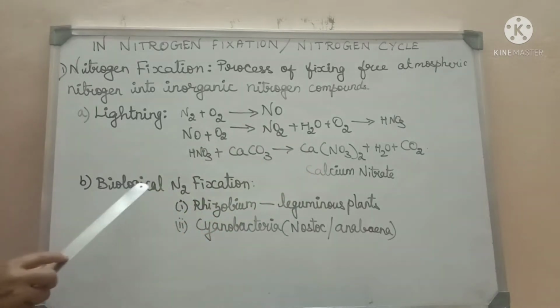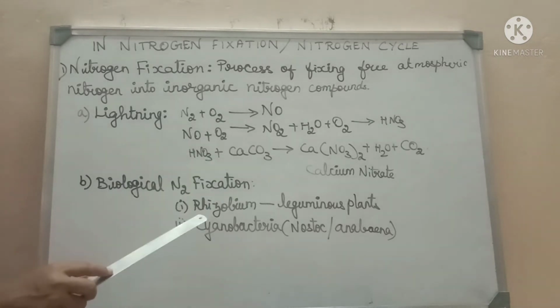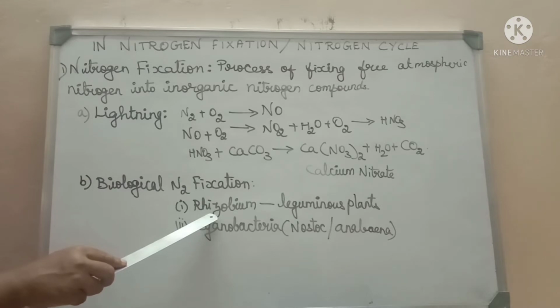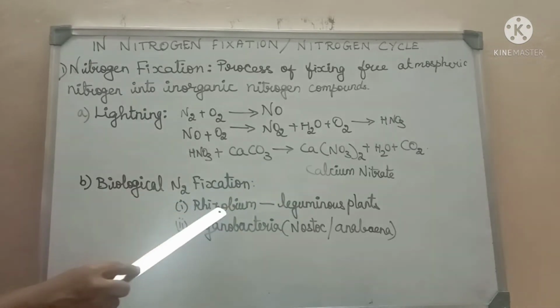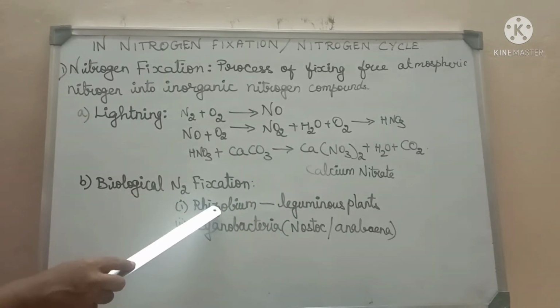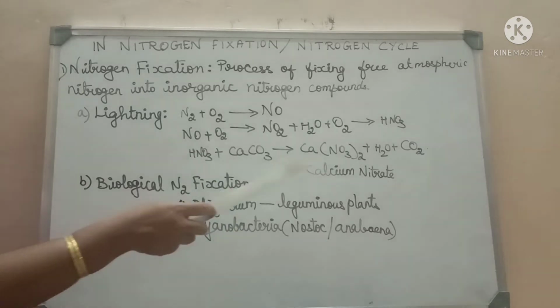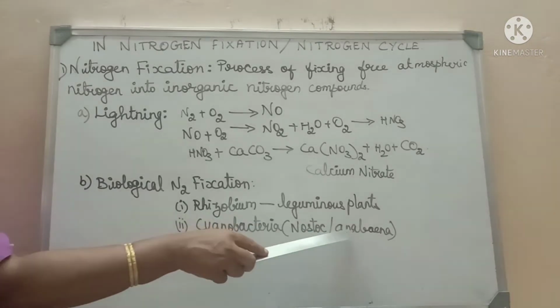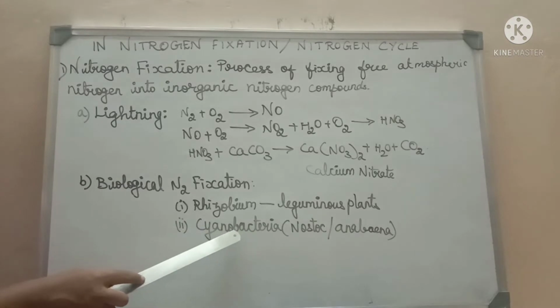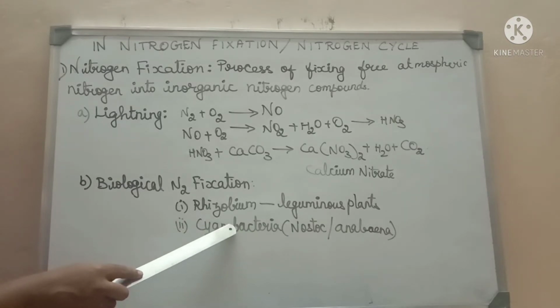Next is biological nitrogen fixation. Already you learned in the first lesson that Rhizobium has the property to fix atmospheric nitrogen. Usually the leguminous plants possess this Rhizobium bacteria in their roots, so that it traps the atmospheric nitrogen and converts it into the usable form of nitrates. Next are the cyanobacteria present in the soil, especially Nostoc and Anabaena, which also fix the atmospheric nitrogen and provide it to the plant.